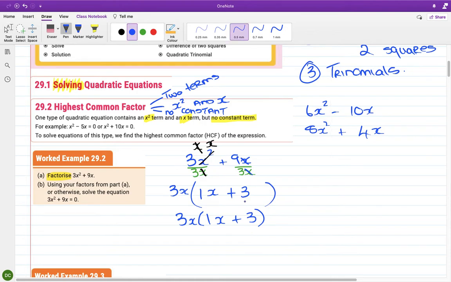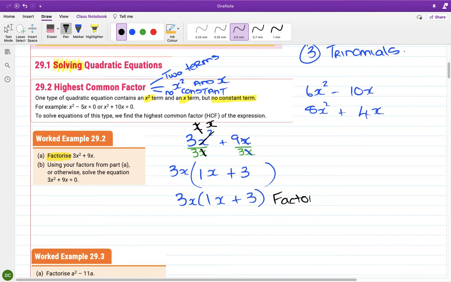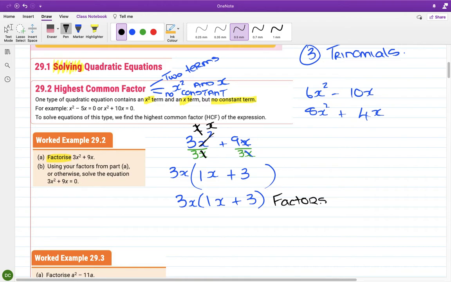So that's how you do it. At that point, they are factors, and you have factorized. What you're looking at there is 2 factors. There's the first one, there's the second one. And the skill you have performed there is you have factorized.